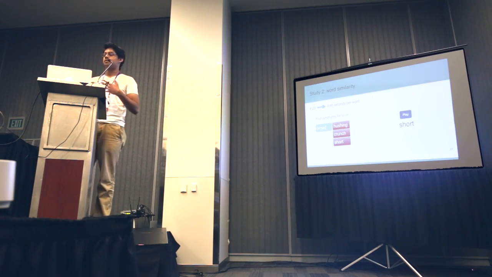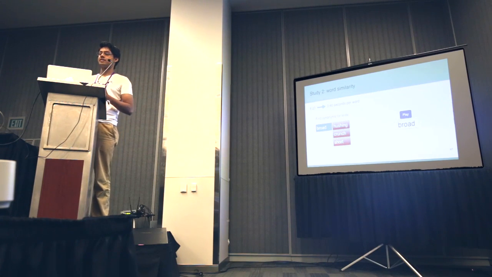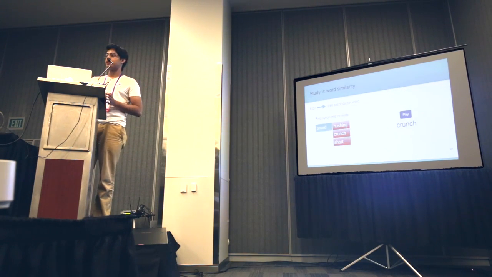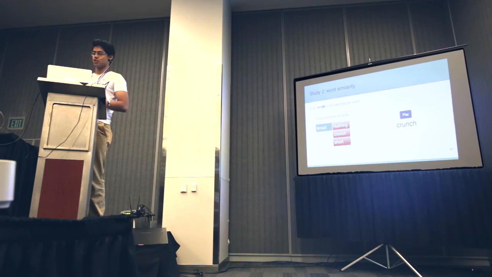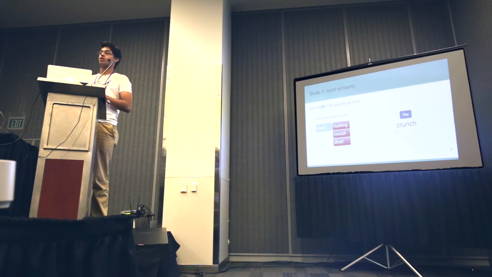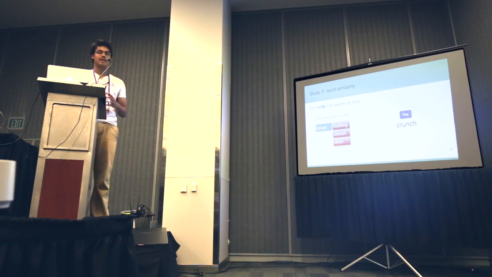Similarly, we asked people to react whenever they saw a synonym. For example, we'd give them the word wide and ask them to react whenever they saw something that meant the same thing. In this case, they would react to broad and not to hushing, crunch, or short. And we found that workers were able to do this at 0.6 seconds per word.